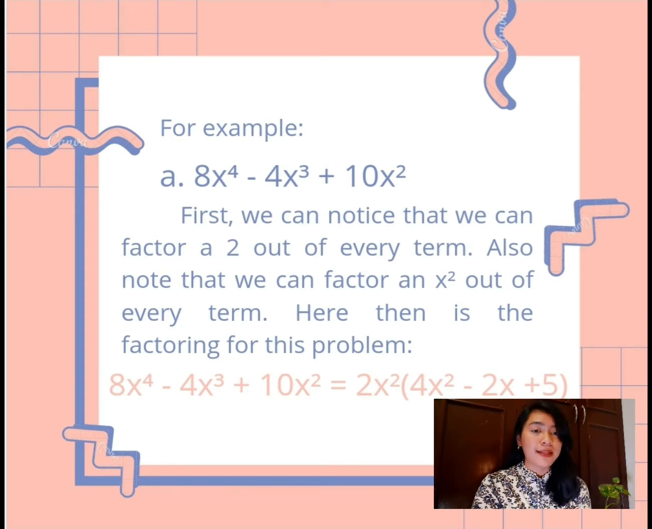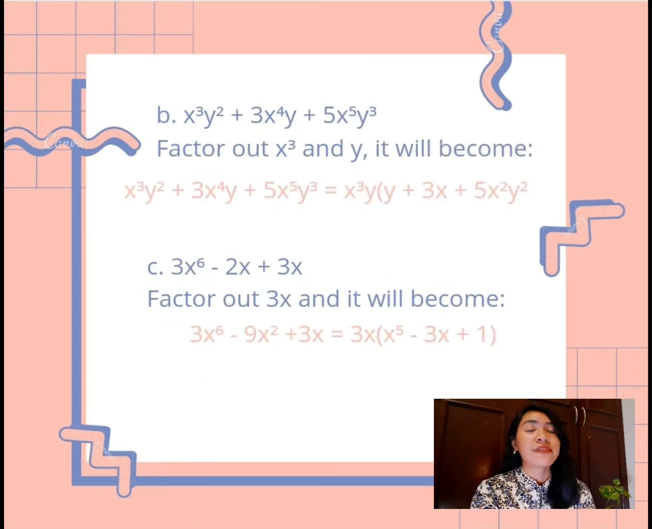Note that we can always check our factoring by multiplying the terms back out to make sure that we get the original polynomial. Second example, we have x cubed y squared plus 3x raised to the 4th power y plus 5x raised to the 5th power y cubed. In this case, we have two variables, the x's and the y's, but that doesn't change how the process works. Each term contains x raised to the 3rd power and a y, so we can factor out both of them, and doing this gives x cubed y squared plus 3x raised to the 4th power y plus 5x raised to the 5th power y cubed is equal to x cubed y times (y plus 3x plus 5x raised to the 2nd power y squared).